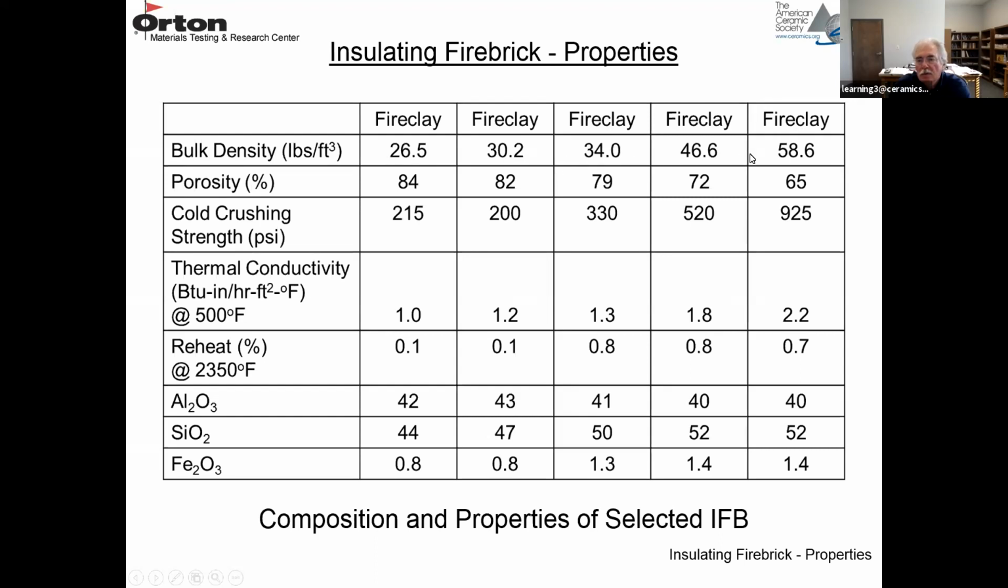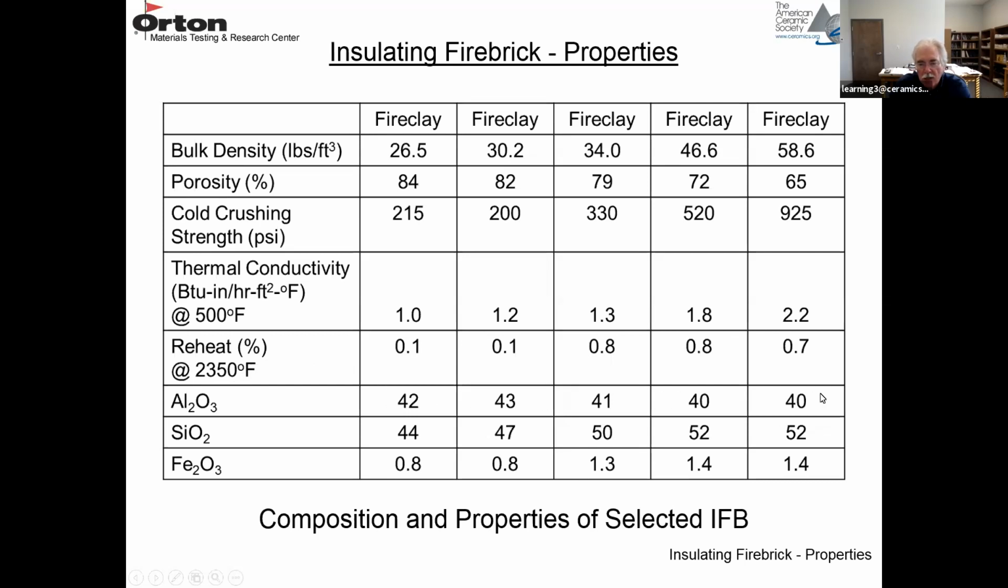And these are kind of randomly organized in this table. So there's different densities, different porosity levels, and strength levels tend to follow the porosity levels. Higher strength tends to go with lower porosity. The thermal conductivity is in this range 1 to 2, and the units based on BTUs. And this is a reheat shrinkage at 2350 degrees F. And these are also quite low, less than 1%.